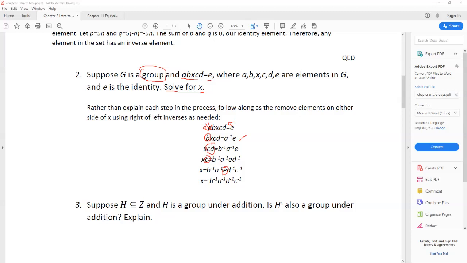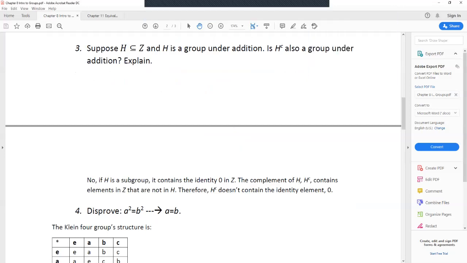Problem number 3. Suppose H is a subset of Z and H is a group under addition. Okay, so H is a subset of Z, and we know that H is a group under addition. What does that tell us? Well, Z is the set of all integers, which means that H is a set of integers, and H, more specifically, is a group, which means it meets the 4 properties from problem number 1. And our operation is addition. The question is, is H complement also a group under addition?